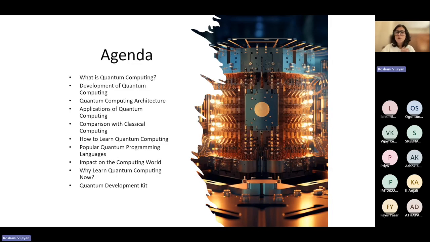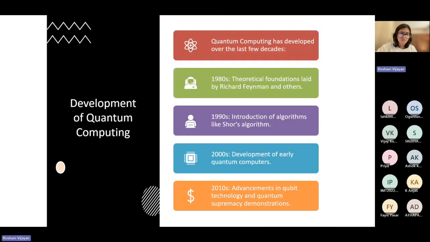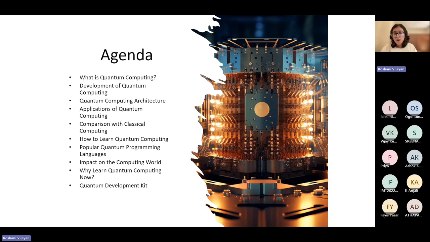Today's agenda: what are we doing today and what's the purpose of this session? We're first going to cover what quantum computing is. I'm going to tell you how quantum computers are different from classical computers. We're also going to get into the history of quantum computers, how it all began and where we're at right now. Other than that, we're also going to look into the architecture of a quantum computer.